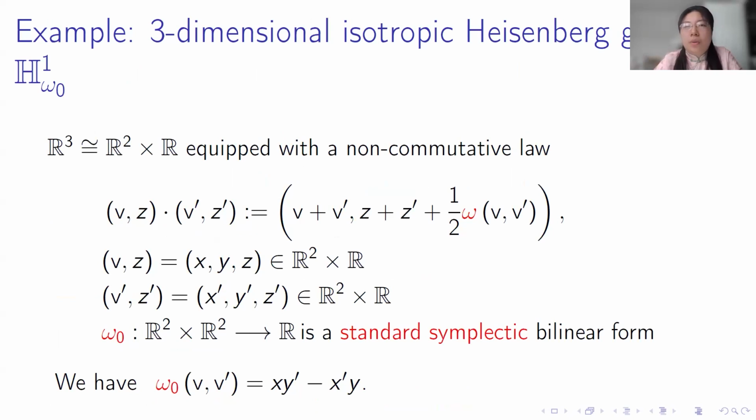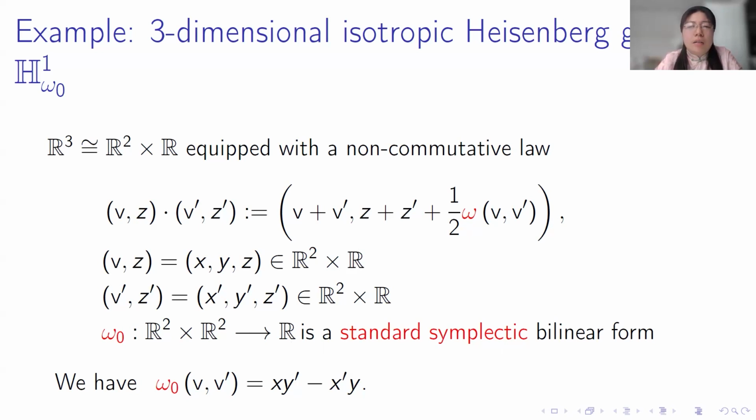Let me briefly give two concrete examples just to remind you, because later our results are built upon these two types of examples. The first one is the three-dimensional Heisenberg group, which we already saw in Masha's talk. This is a three-dimensional non-commutative Lie group, modeled on R^3, and it has a one-dimensional center. You can view it as R^1. And this non-commutativity comes from the standard symplectic bilinear form from R^2 times R^2 to R^1.